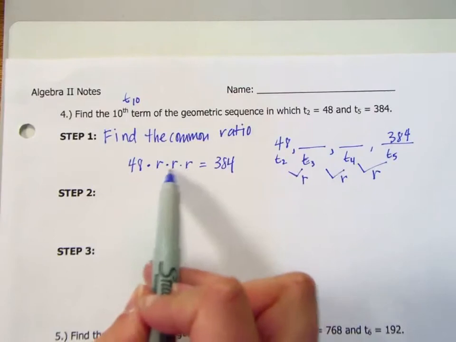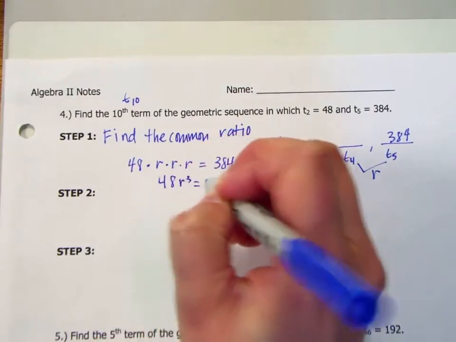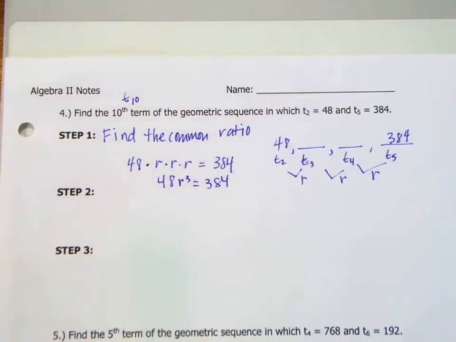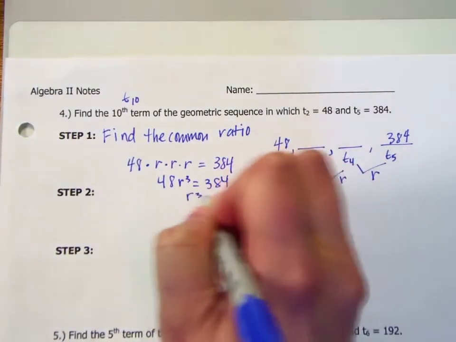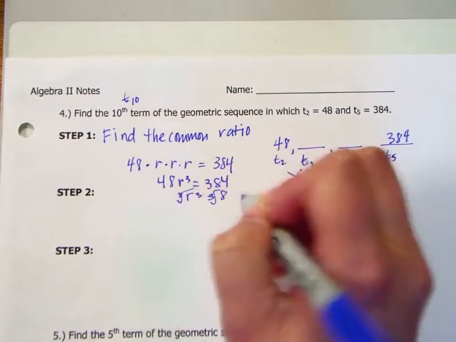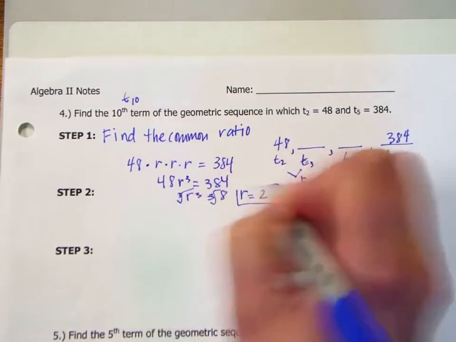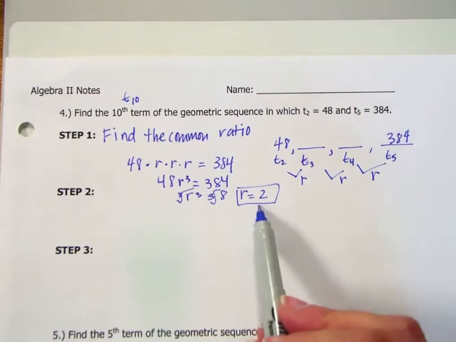Well, I can write r times r times r as r cubed. We can divide both sides by 48. That gives me r cubed equals 8, and then take the cube root. I get that my common ratio is 2. So I have one of the 2 pieces of information I need, which is that the common ratio is 2.